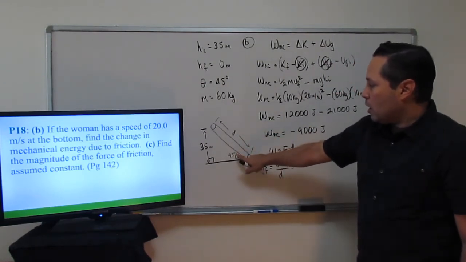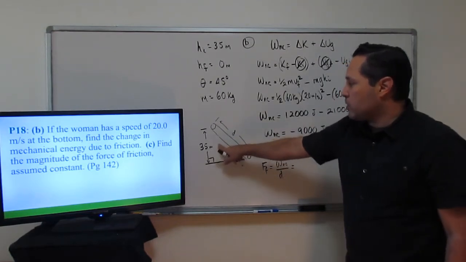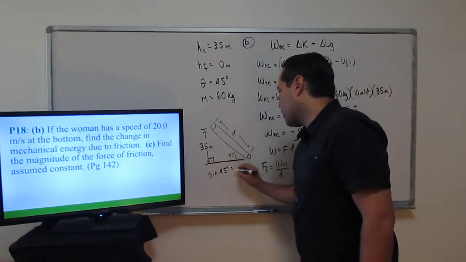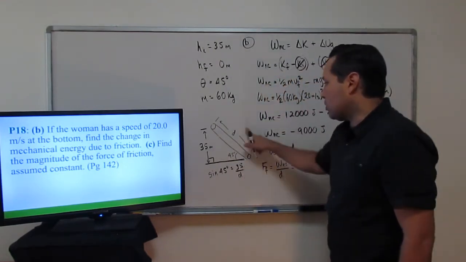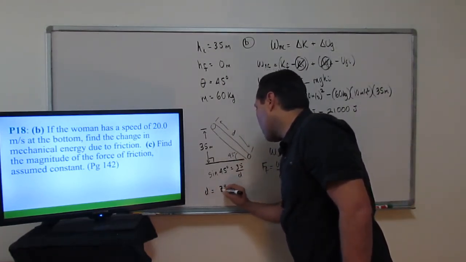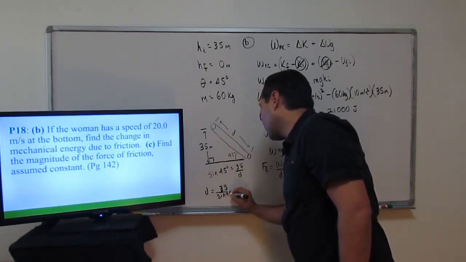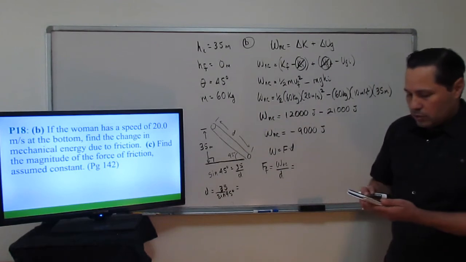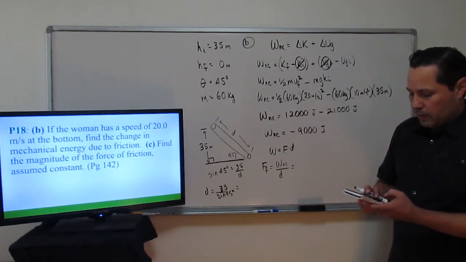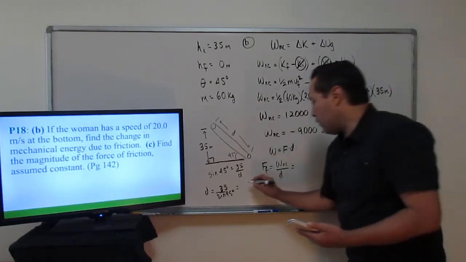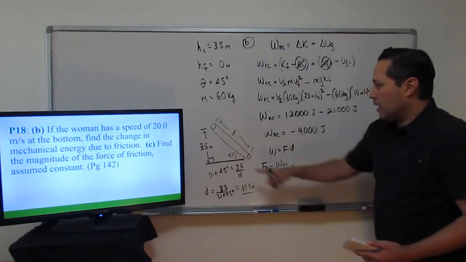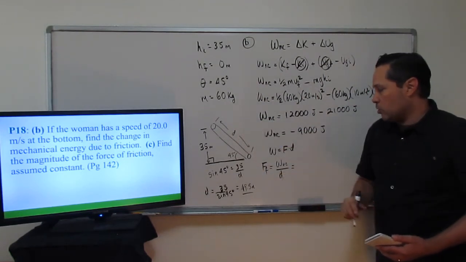So we can go ahead and use this, which is our opposite. Sine is opposite over hypotenuse, so sine of 45 is equal to the opposite, which is 35, over the hypotenuse, which is d. That's the distance we want. I rearrange this a little bit, so the distance is equal to 35 over sine of 45 degrees. Sine of 45 is 0.707, so 35 divided by that gives us 49.5 meters. That is the distance she traveled from here to there. The height was 35, but it's a 45-degree angle, so she actually traveled that far.